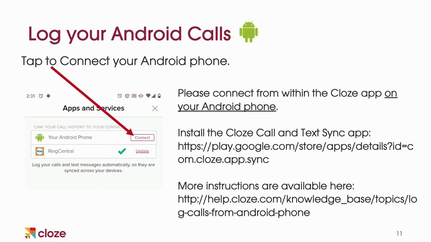If you're on an Android device, it's a little different. You're gonna see a different option to connect. You will do this on your Android phone. For iPhone users, you can connect your carrier either on the desktop or on your phone, but for Android users, you're gonna connect directly on your device.